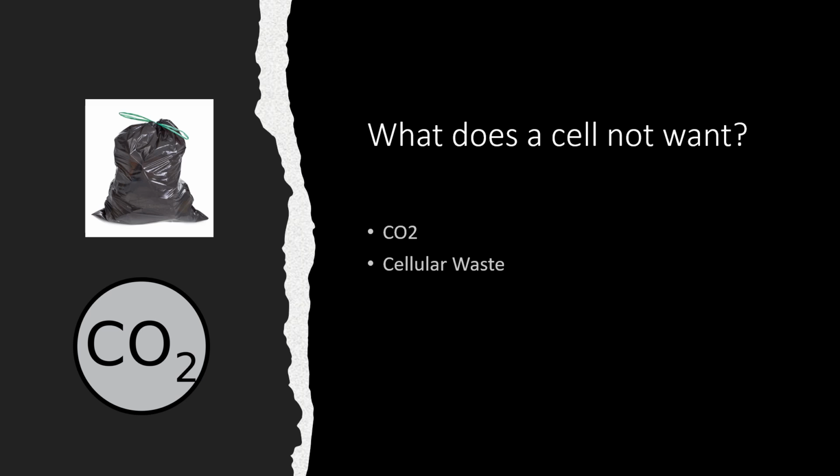So we found out what a cell wants, but what is it that a cell doesn't want? Obviously CO2 is a big one, and there are a lot of other things that cells don't want, but the main thing is we've got to get rid of CO2 and the cellular waste. As it's using up the nutrients, the oxygen, and these other things, there's waste from that, and it can't just hold all the waste, so it needs a way to get rid of those things. Those are the things that the cell wants to get rid of.